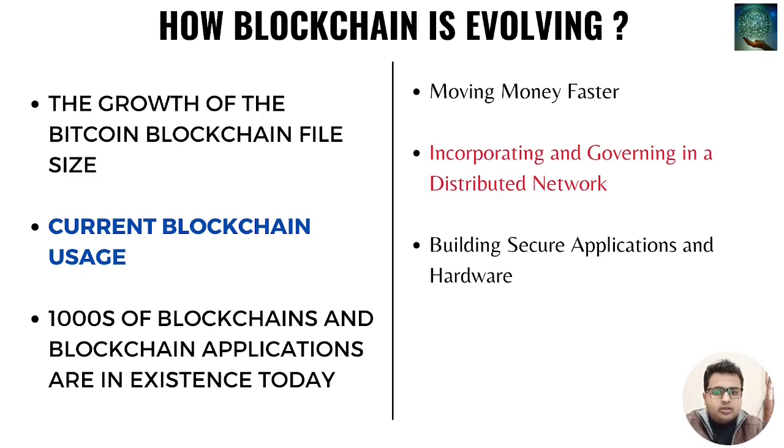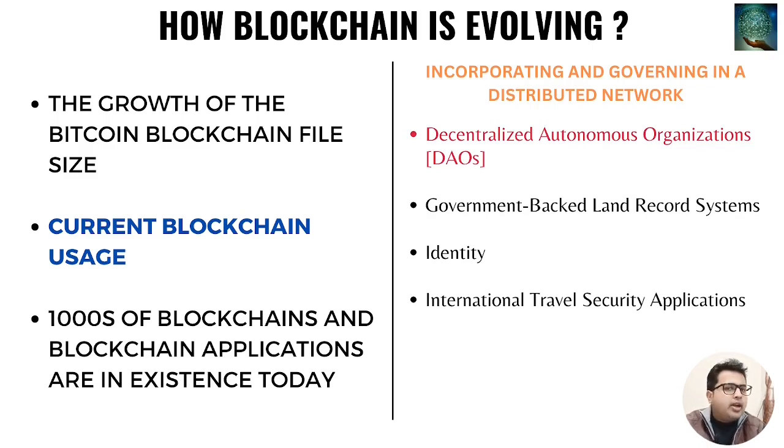It's a big thing. It will eliminate all the intermediaries. So if I talk about incorporating and governing in a distributed network, one of the most popular use cases is decentralized autonomous organization. As the name suggests, decentralized means no intermediary. It is a decentralized organization, no single owner. A group of anonymous users are operating that organization. And autonomous means independent. Nobody can control that organization. No ownership. It's been operated independently by anonymous users. So that is decentralized autonomous organization.